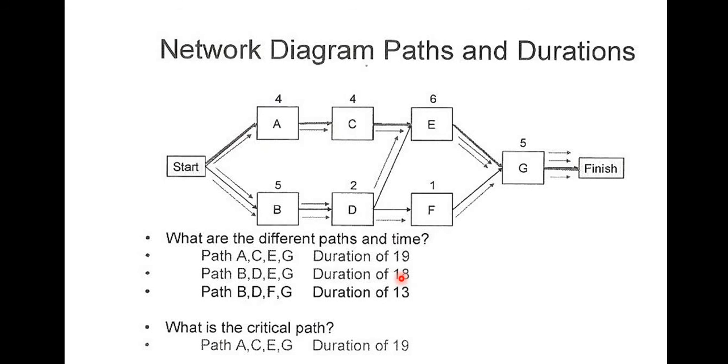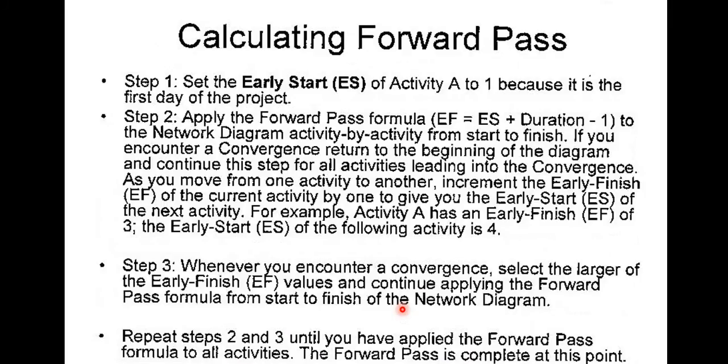I hope that is clear. And then for this third one, which has a duration of 13, 19 minus 13 is 6. So they can accommodate up to 6 days delay on different activities or even on one activity. They will still finish on day 19. So that's how we just quickly calculate float.